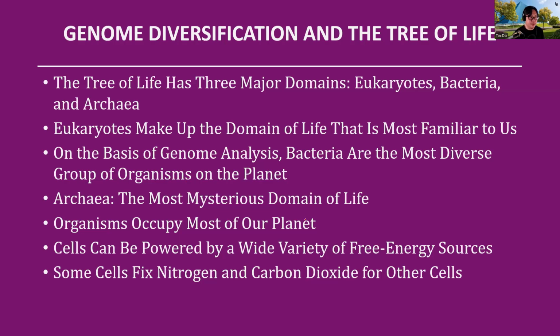Now, organisms occupy most of our planet, and cells can be powered by a wide variety of free energy sources. Again, that's a repeat from the prior section. And some cells fix nitrogen and carbon dioxide for other cells. Now, one thing that we need to really understand, and I'm hoping that you guys have a background of ecology at this point, is that everything is related to each other somehow. Bacteria is related to eukaryotic cells. Plant cells are related somehow in the whole web of life. We need certain organisms to really run the whole entire ecosystem in the biome, etc.